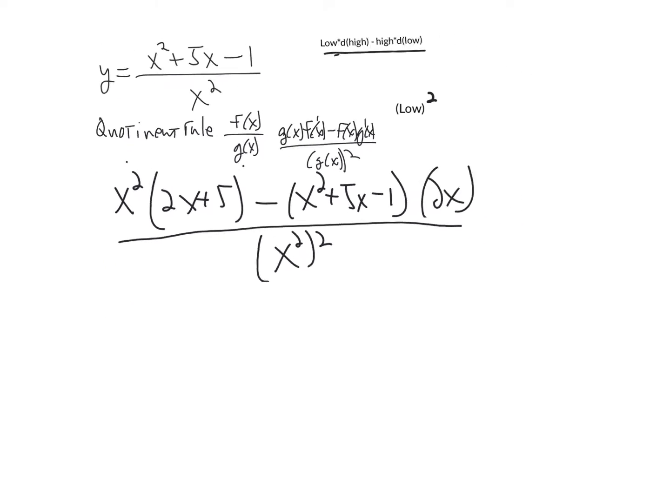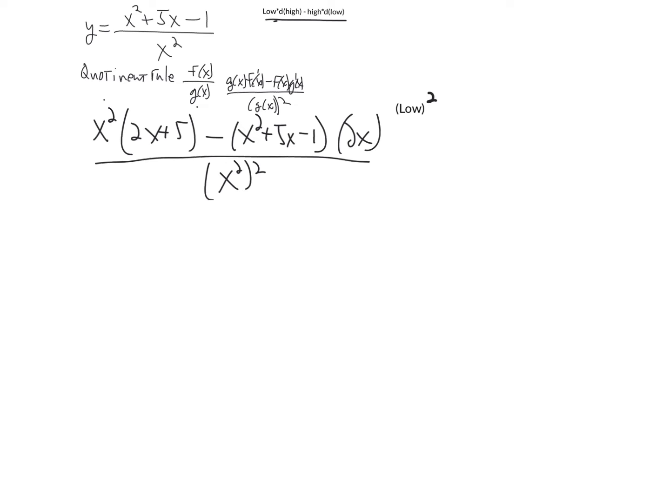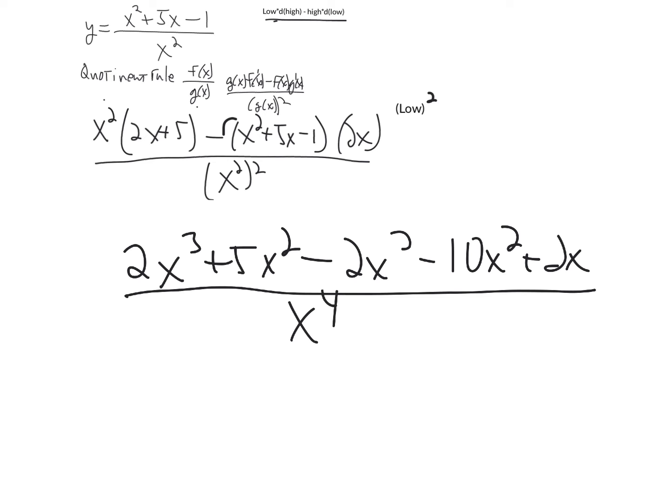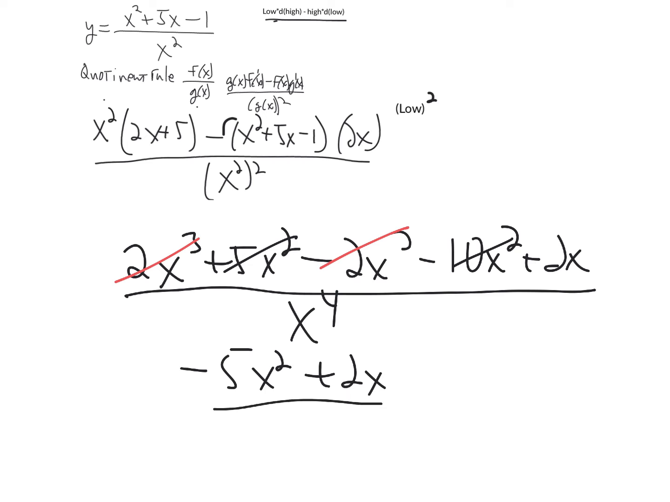So now let me move this a little bit and give myself a little more room. Then I'm going to distribute. I want to clean this up a little bit, so I'm going to get 2x cubed plus 5x squared, and then I'm going to distribute the negative and the 2x, so minus 2x cubed minus 10x squared plus 2x all over x to the fourth. And then we look at those, they cancel out. I see 5x squared minus 10x squared is negative 5x squared. So that's gone. And then plus 2x, that's over x to the fourth.